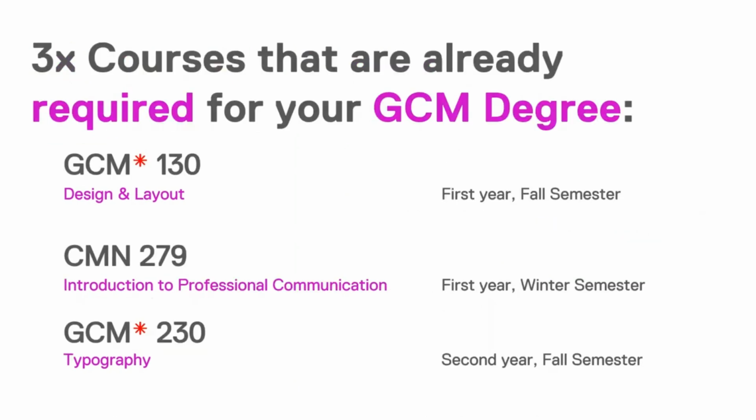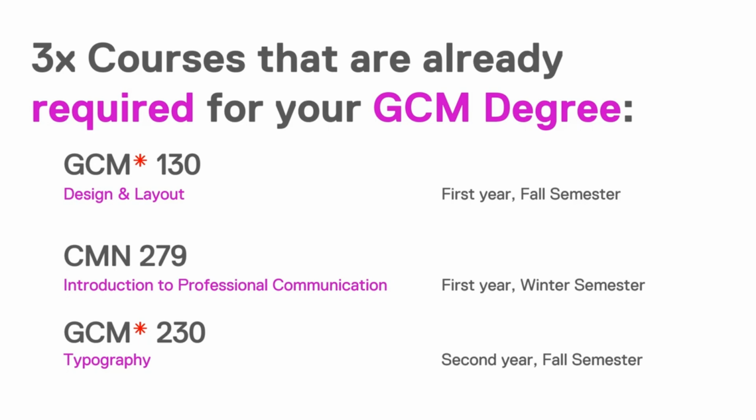First off, there are 3 courses in the minor that are already required for your GCM degree. GCM 130, Design and Layout, Communications 279, Intro to Professional Communications, and GCM 230, Typography. I'm not going to talk too much about these 3 courses because, well, if you're looking to complete your degree, sooner or later you're going to have to take these. There's one other important note here though.